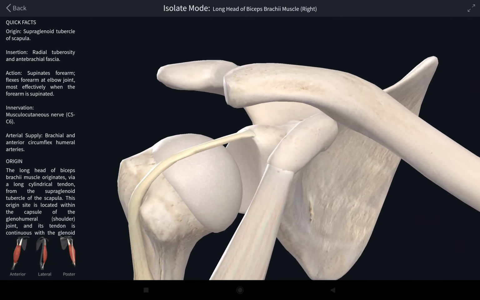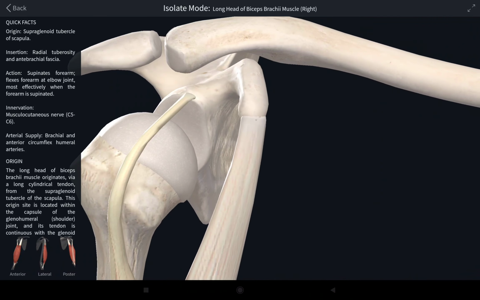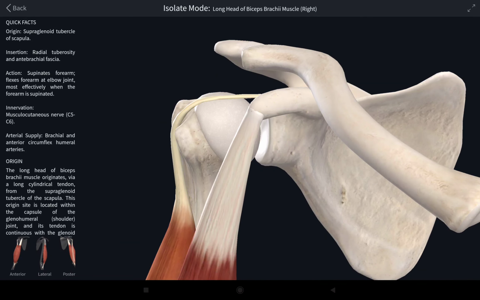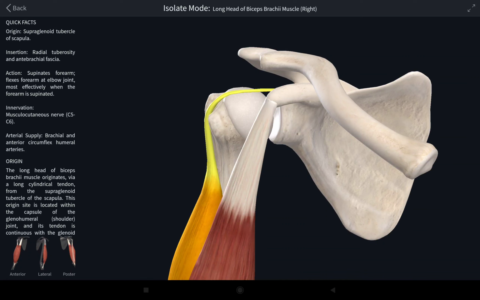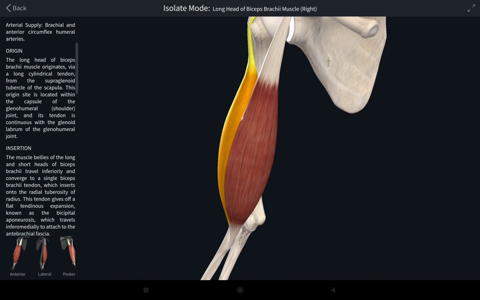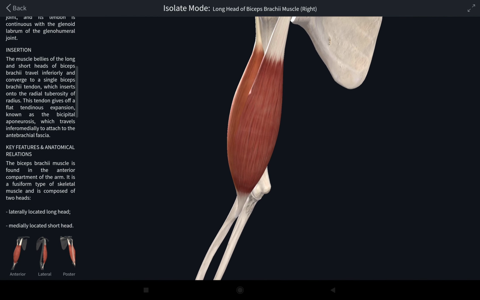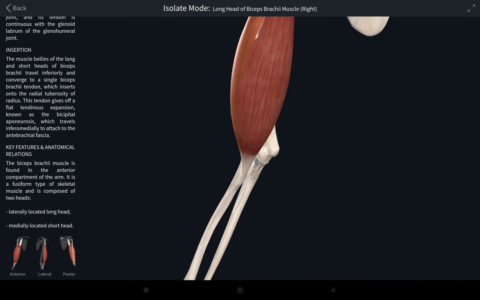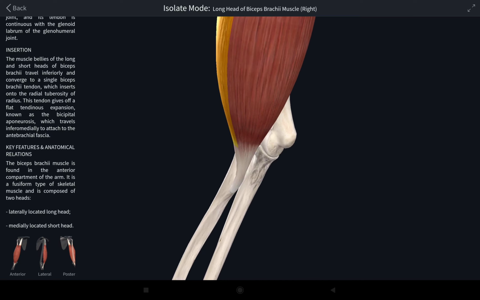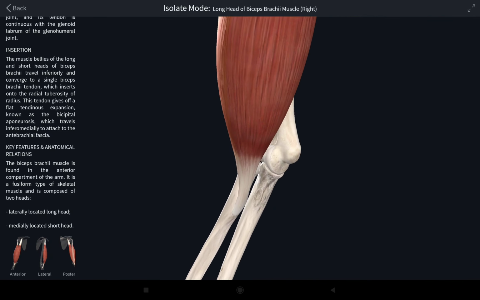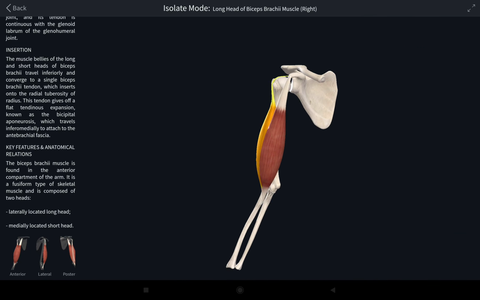It arises from the supraglenoid tubercle, and the short head arises from the apex of the coracoid process, and they insert into the tuberosity of the radius. Radial tuberosity. See here, this is the radial tuberosity. This is the biceps brachii muscle.